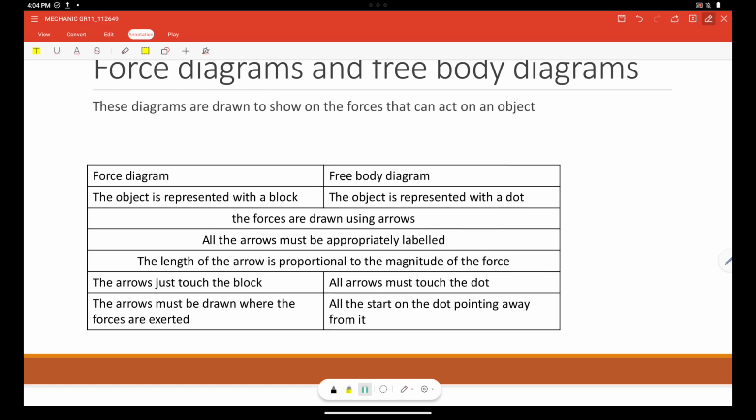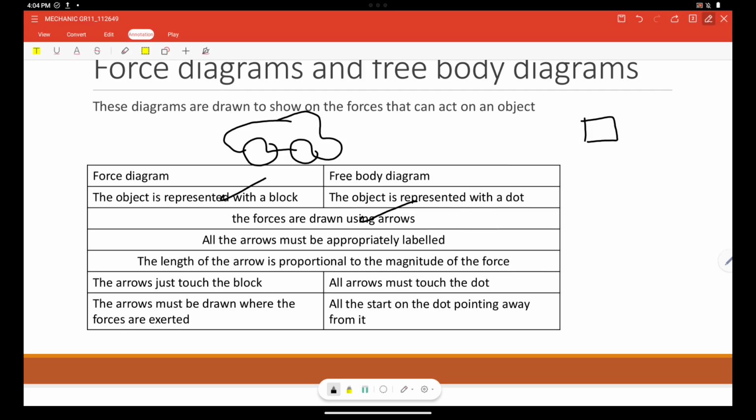In drawing the force diagram, the object is represented with a block. So if you have a whole car and we want to show the forces acting on it, instead of drawing the car, we're just going to draw a block. That block will then represent the car. The forces are drawn using arrows, because remember that forces are vector quantities, and to represent vectors we use arrows. And then it says all arrows must be appropriately labeled.